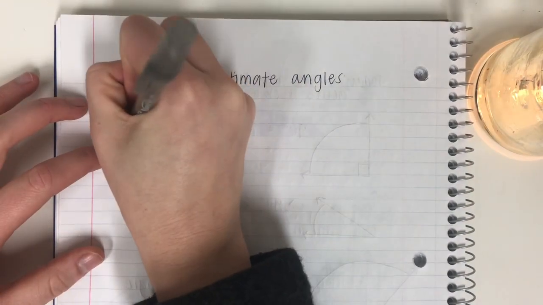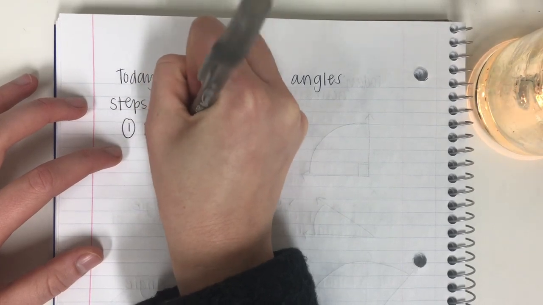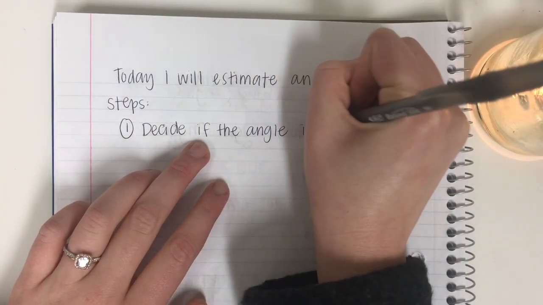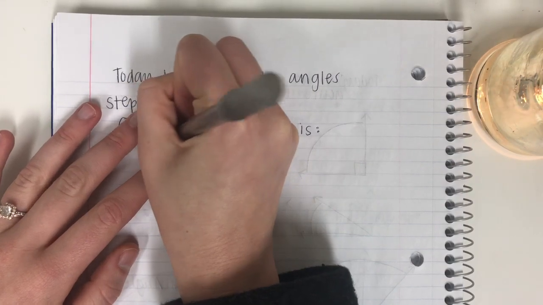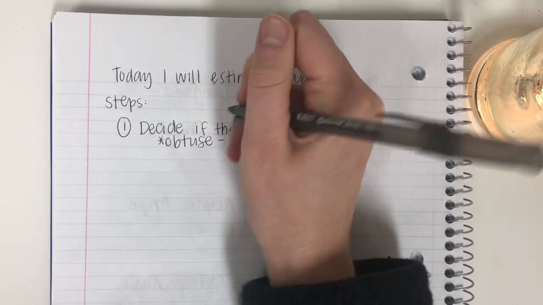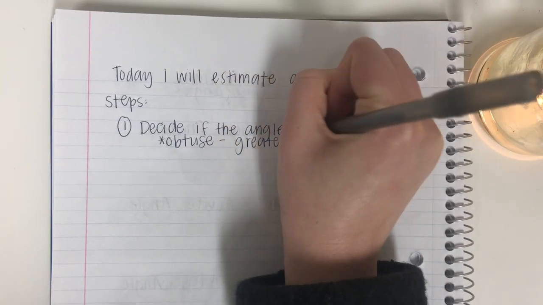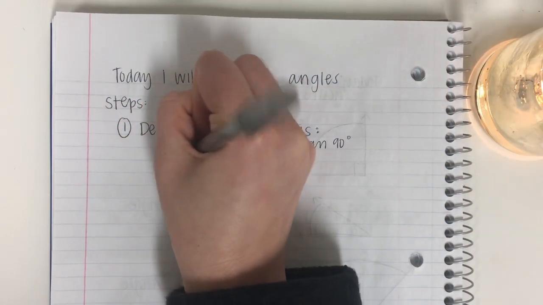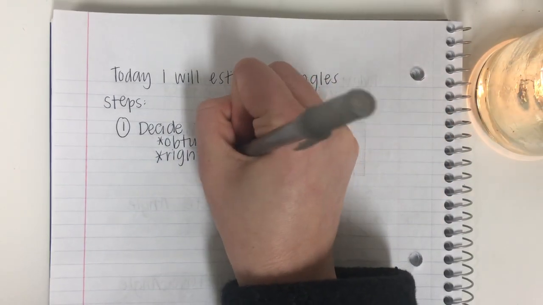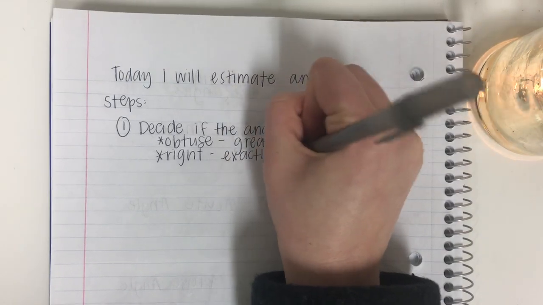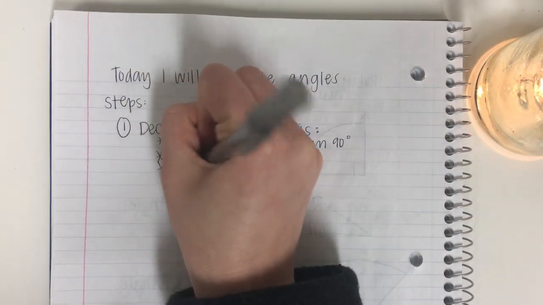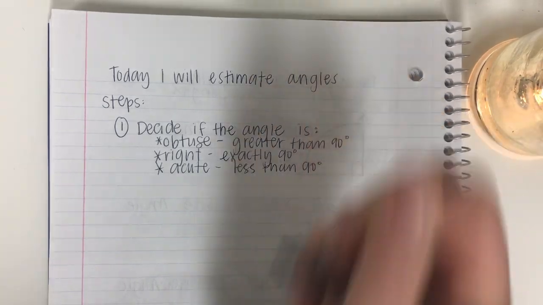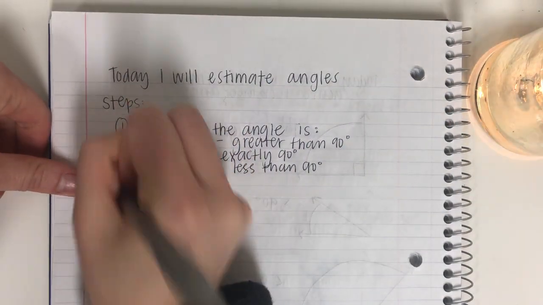Okay, so step 1, decide if the angle is obtuse, which is greater than 90, if it's right, which is exactly 90 degrees, or if it's acute, so less than 90. So once we figure out that, then we can figure out and draw our benchmark angles.